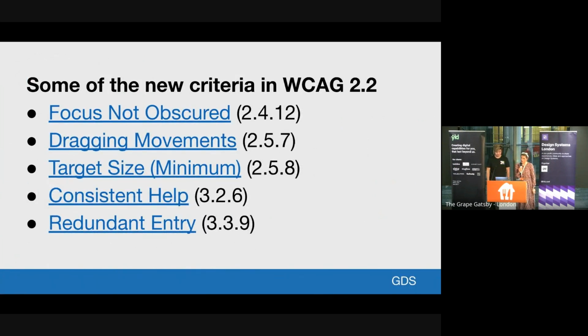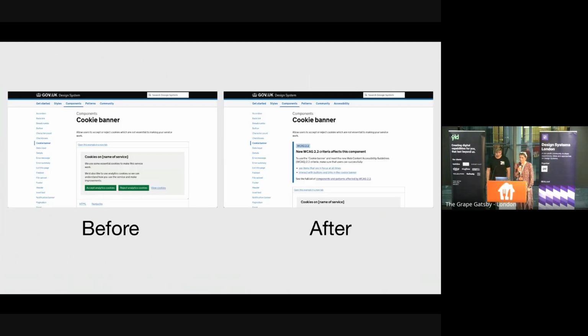So WCAG 2.2 introduces a new set of criteria, which in some cases might be new concepts for service teams to consider. Right, I like this. This is our before and after screenshot. Can you spot the difference? Anyone? No. This is an example component page. In this case, it's the cookie banner component that I've taken.